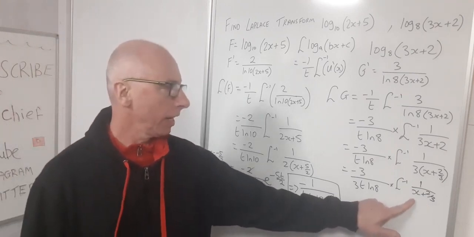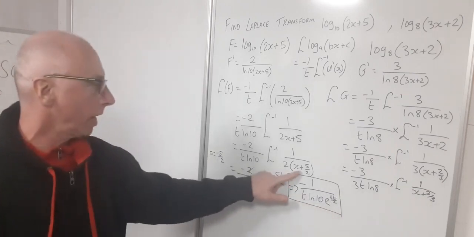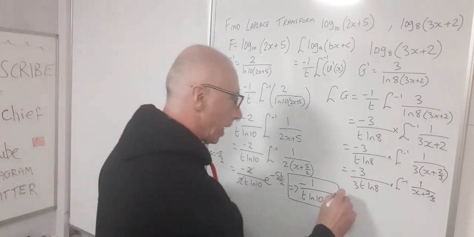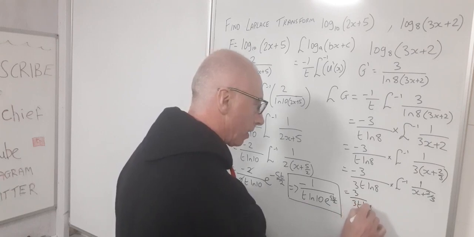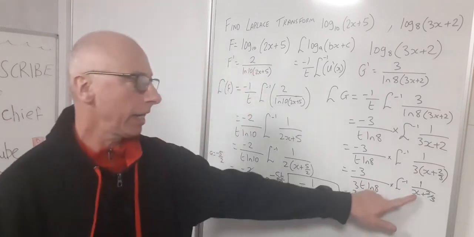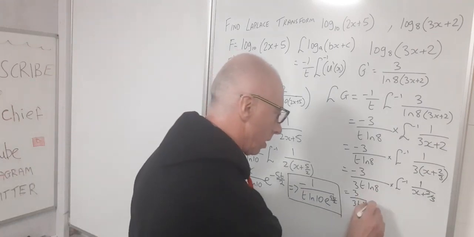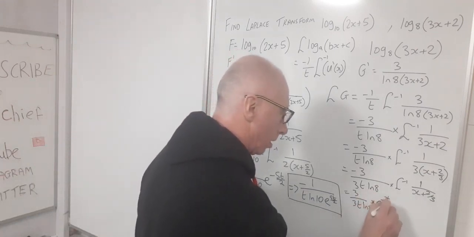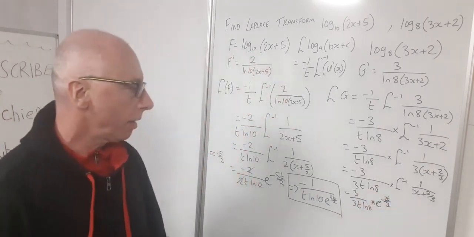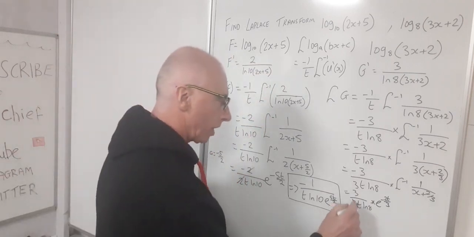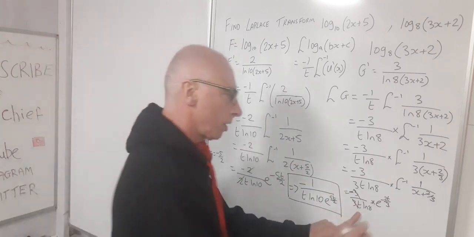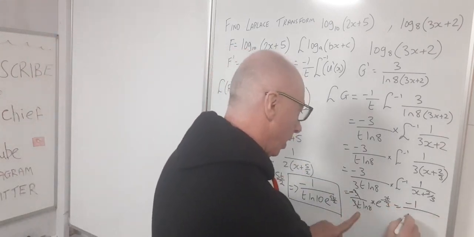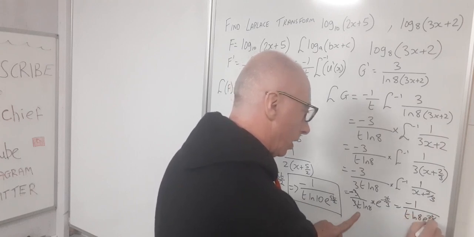Okay, so now we can deal with this one. That's going to be fine. x plus 2 over 3, very similar to how we dealt with this one. So then we get minus 3 over 3t ln 8 multiplied by e to the minus 2t over 3. Okay, so now we can rewrite this, cancelling out the 3's, not forgetting my minus sign of course. Now I can rewrite this as minus 1 over t ln 8 e to the 2t over 3.